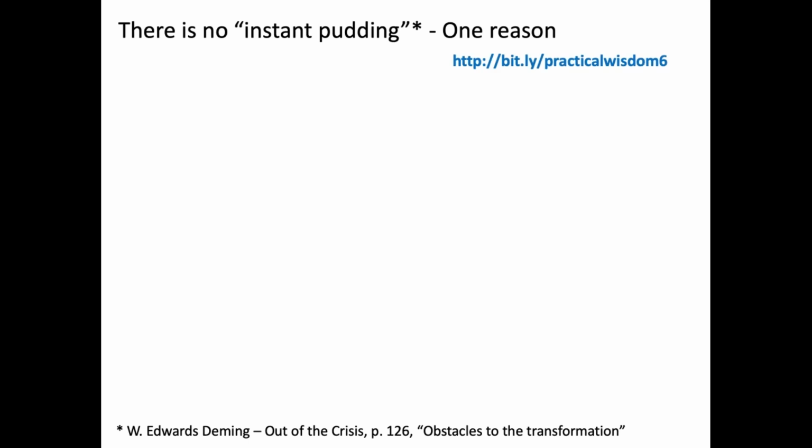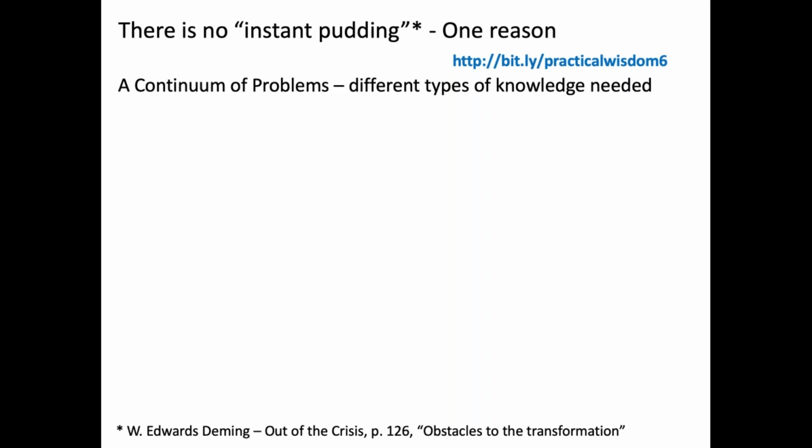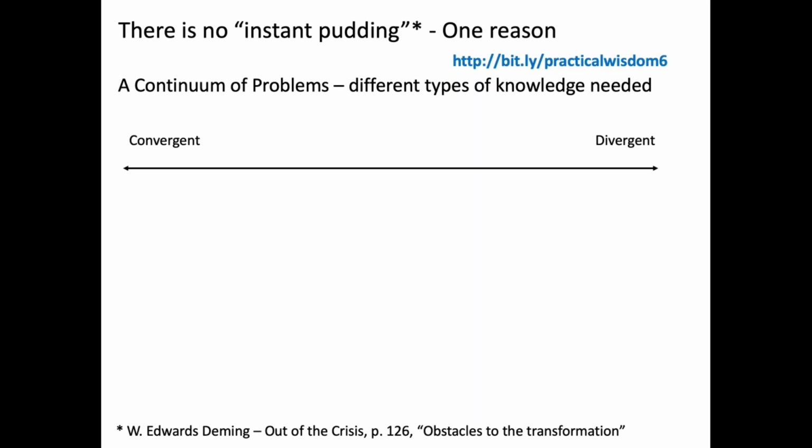So to talk about this, I want to reference the white paper that we wrote called Practical Wisdom, and the bit.ly link is there. But I just want to briefly go through this idea that different kinds of problems require different sorts of knowledge. And I do have a reason for getting into this, just to talk about what happens when we tend to take simple solutions and try to push them onto other folks, or at least try to say we must all do it the same way. So if we think about a continuum of problems, we have some on this side which are more convergent and some that are more divergent on this side.